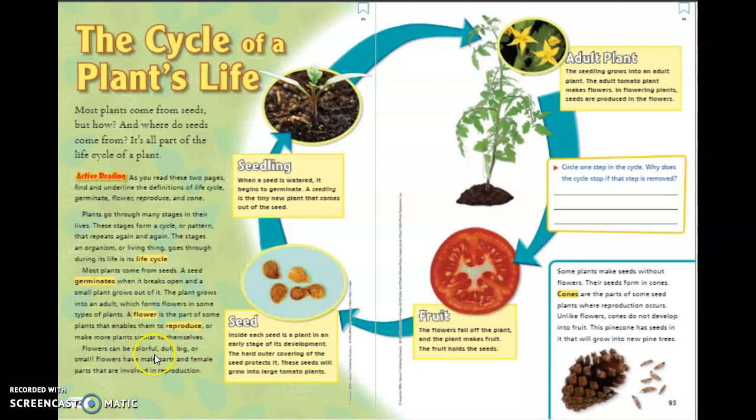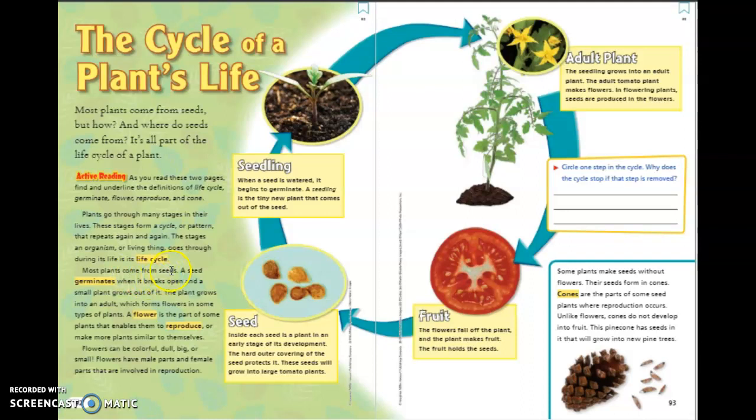Flowers can be colorful, dull, big, or small. Flowers have male parts and female parts that are involved in reproduction. Go ahead and pause the video and look for the definitions of life cycle, germinates, flower, and reproduce right now. We'll look for cone a little bit later. Okay, what you should have found is for life cycle, it's the stages an organism or living thing goes through during its life.